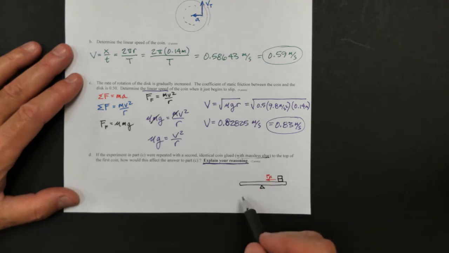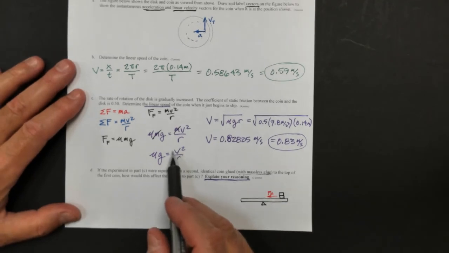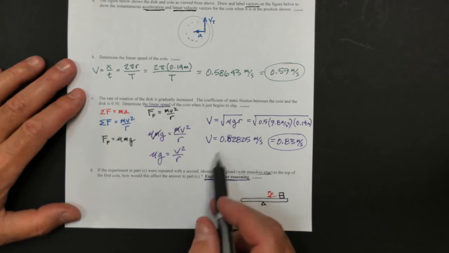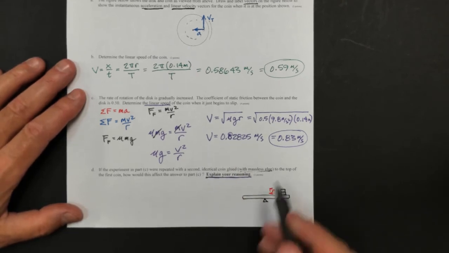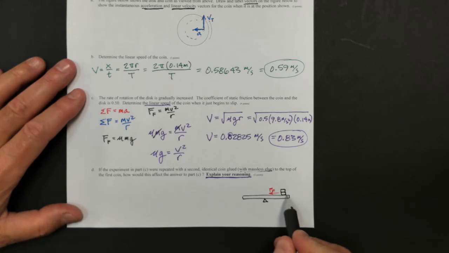Even if it was glue with mass or some other thing, notice that the equation that we found, the derivation that we found for speed, does not include the mass. So clearly you could add as many coins on top of here as you wanted, and it would not change the critical speed at which this first coin at the bottom would start to slip on the surface.